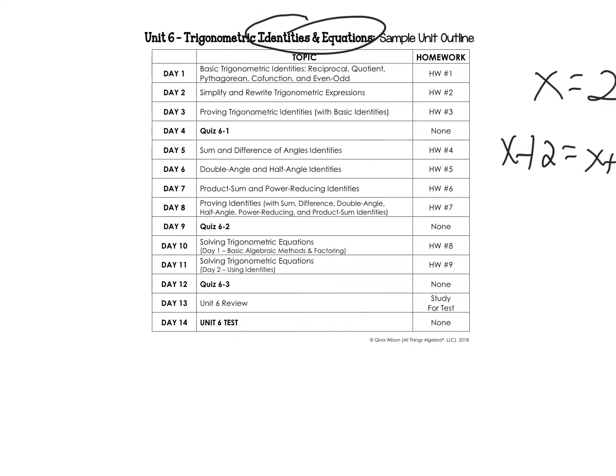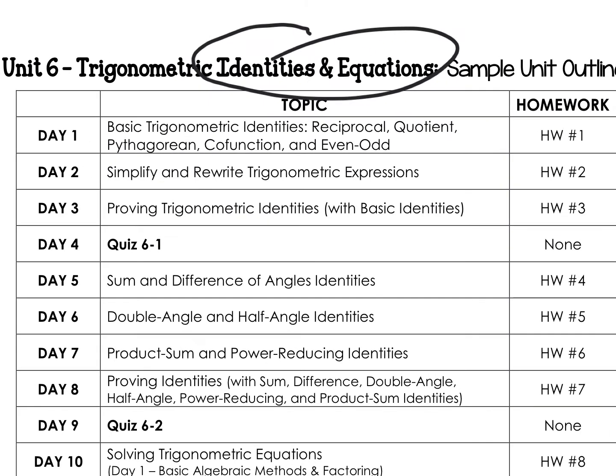So today, day 1, we're going to do some very basic identities that you can't leave pre-cal without having an understanding of. We've already looked at some that are reciprocal. We've already looked at quotient. You just don't know it. But new ones would be Pythagorean, cofunction, even and odd.